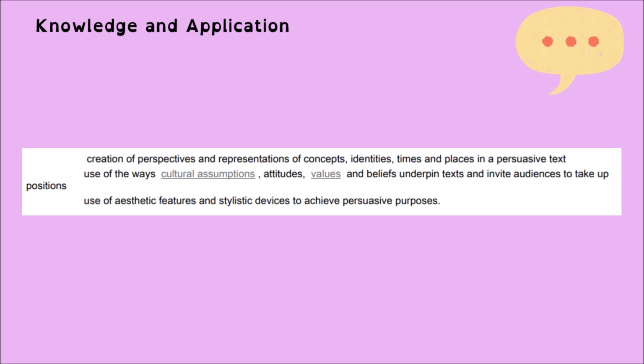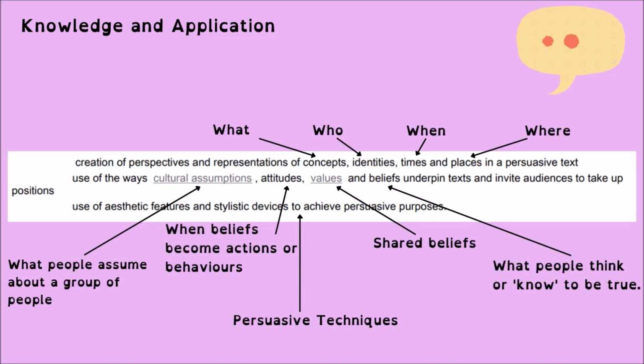This is what a blank version, without the descriptors, I should say, of the criteria looks like. So the first thing you're getting marked on is the creation of perspectives and representations of concepts, identities, times, and places. Use of the ways cultural assumptions, attitudes, values, and beliefs underpin text and invite audiences to take up positions. And then the use of persuasive techniques is that last dot point there. So when you're looking at concepts, you're looking at what, for identities who, times when, and places where.